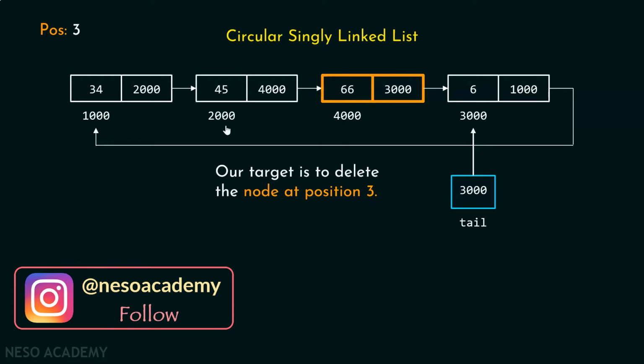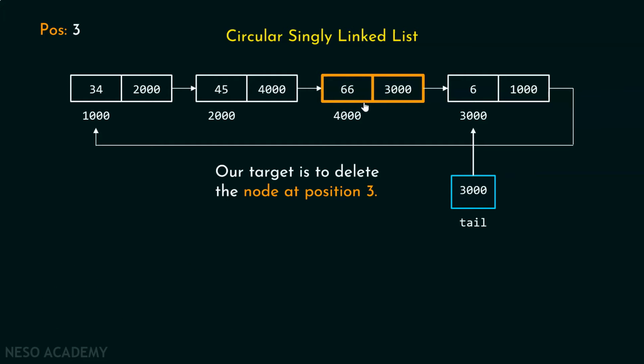For this purpose, there must be some pos variable available with us which must contain value 3. This time we want to delete the node at position 3. Here we are not asking to delete the node after position 3. We are asking to delete the node at position 3.